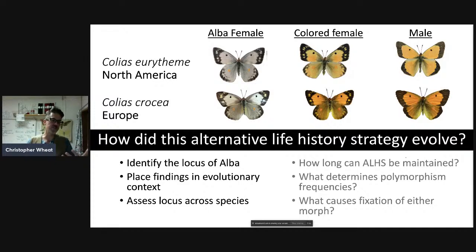And so I'm trying to ask now, how did this alternative life history strategy evolve? My goals are to identify the actual locus, the basis of the alba trait itself. I'm then going to place that into a larger evolutionary context, the phylogeny of Colias butterflies. And then I'm going to try and ask if the alba locus is shared across all these species, or whether different species are evolving alba independently.